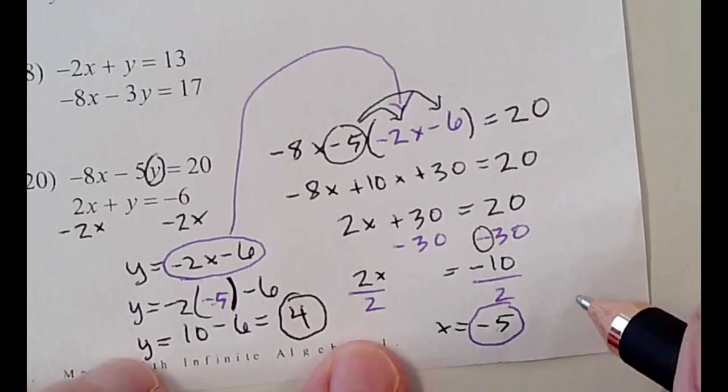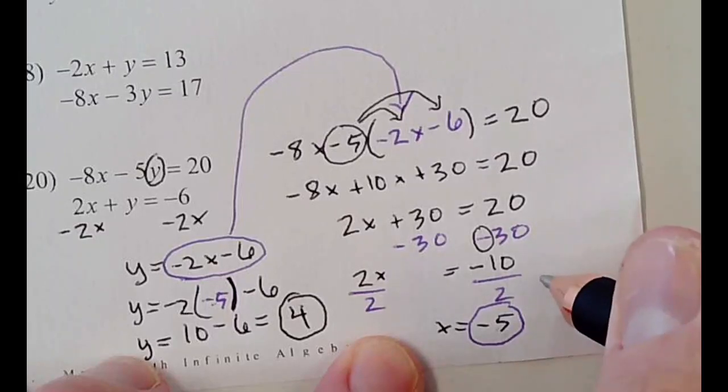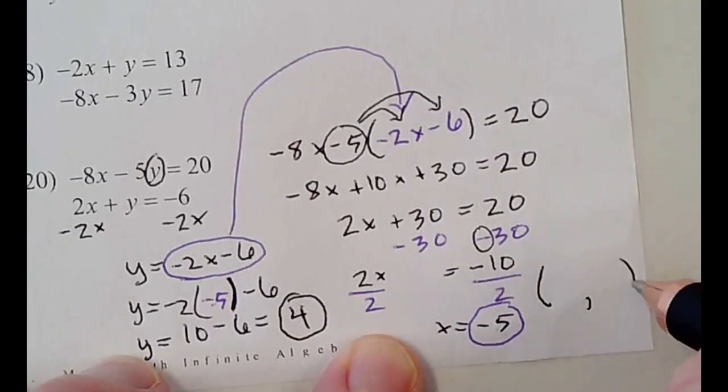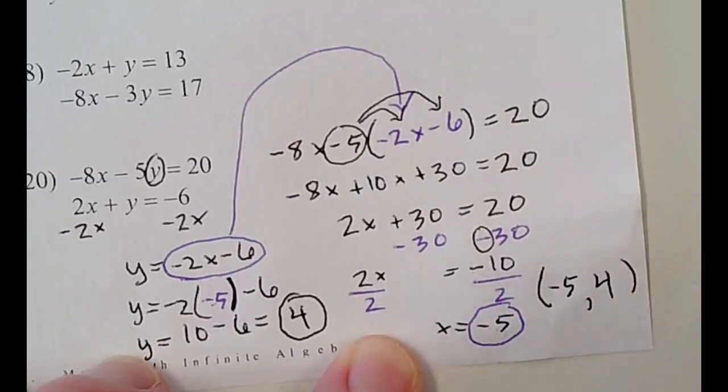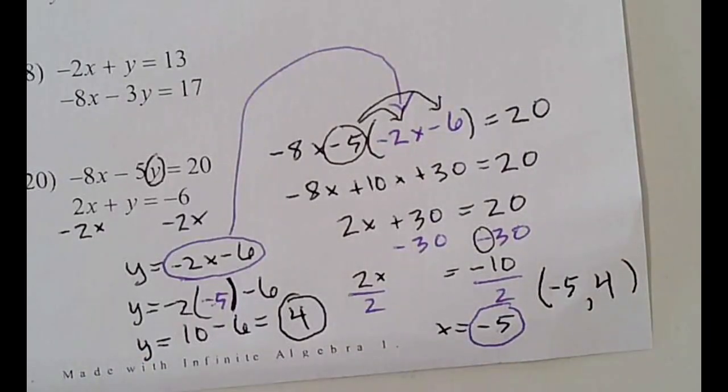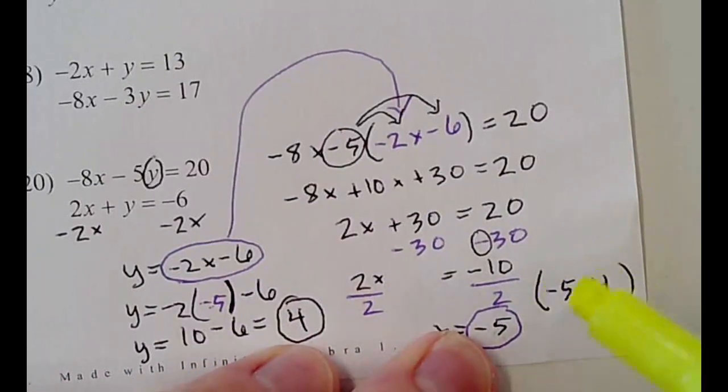So our answer for this problem will be, in our ordered pair, negative 5, comma 4, because x then y. So it's clear what our answer is.